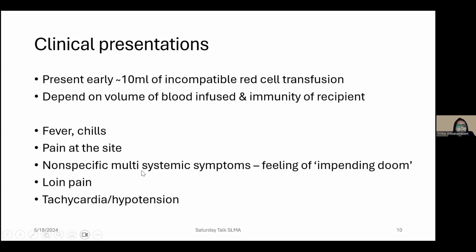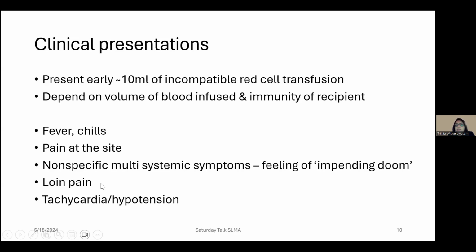We have to take these as very alarming signs. The presentation is non-specific, but it is a multi-systemic symptom. The patient may tell you, I'm feeling a sense of impending doom. That means they can't explain what is happening, but something is very abnormal. Of course this is very non-specific, but if somebody says that something is going on during the transfusion or just after the transfusion, take it as a serious complaint. Unless proven otherwise, you have to exclude ABO incompatible transfusion at that moment.